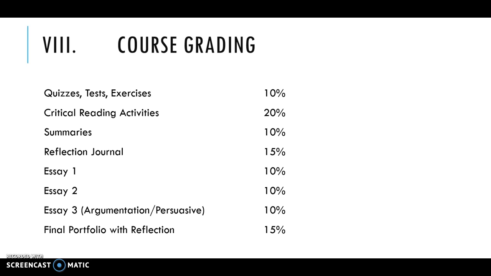And then the final portfolio with reflection. This is something we've done in a lot of our composition courses here. We do it in English 101 as well. So it's simply a reflective letter that they write to the instructor, arguing for their growth over the semester, as well as revised copies of those essay projects. Some people also add in some of the summaries and maybe some other small assignments as well. Some of that is up to instructor discretion, but we do ask that they have that reflective piece.